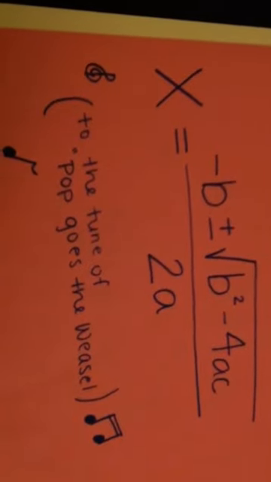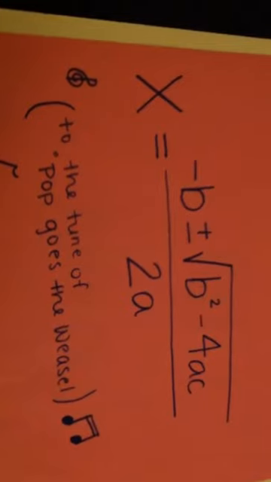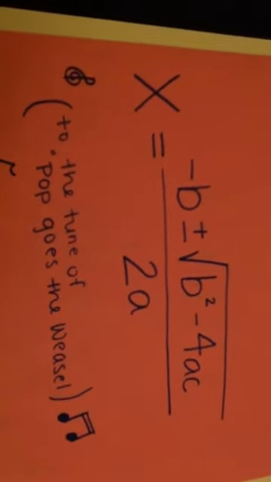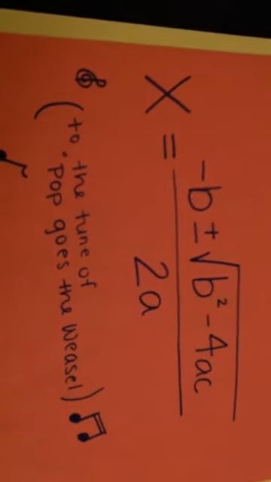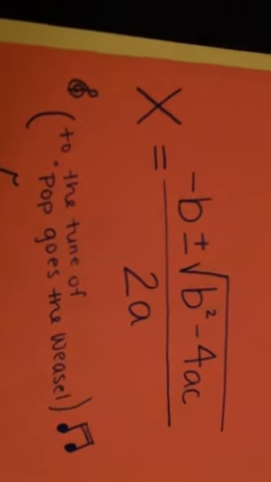The quadratic formula. The quadratic formula is negative b plus or minus the square root of b squared minus 4ac all over 2a.